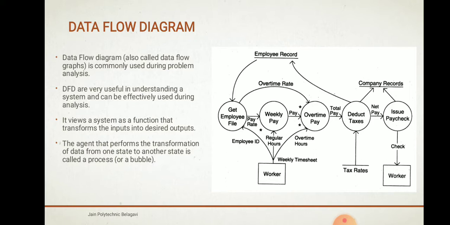Now the agent that performs the transformation of data from one state to another state is called a process or bubble. So you can see here, get employee file is called a process or a bubble. So it is a process. Get employee file, and if it is overtime rate, you will get an overtime pay. So whatever bubble shape is there, it is called a process or a state.